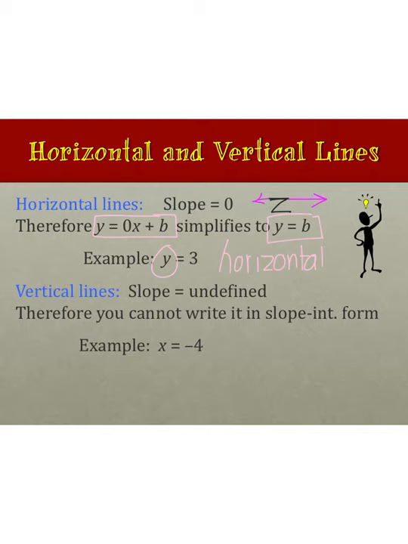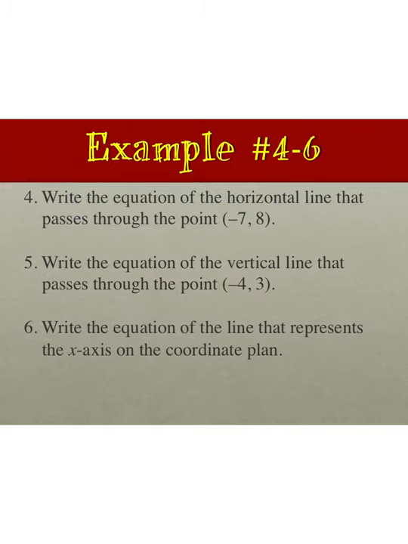Vertical lines have undefined slope. So therefore, you can't write it in slope-intercept form, because you can't put undefined in front of it. So a vertical line is always going to be x equals. The way I always tell my students to remember, this is like a V upside down and right side up, and x equals, and it's always going to be a number. Y doesn't come into play at all when you write the equation of a vertical line.